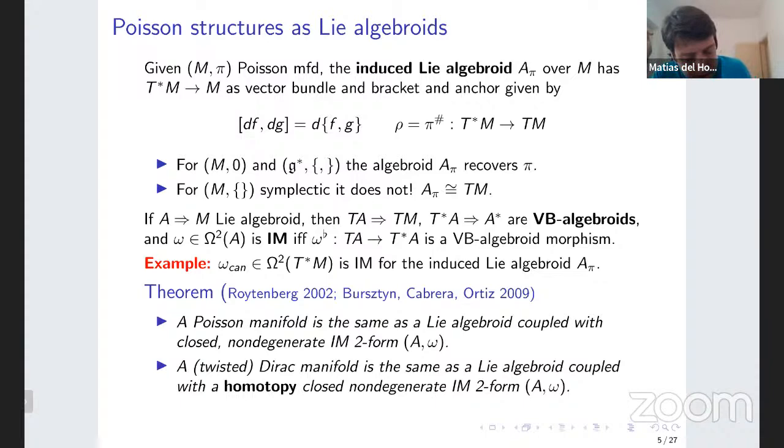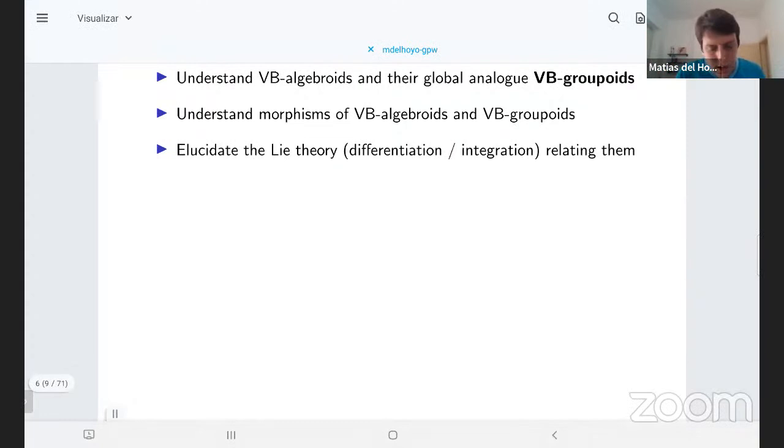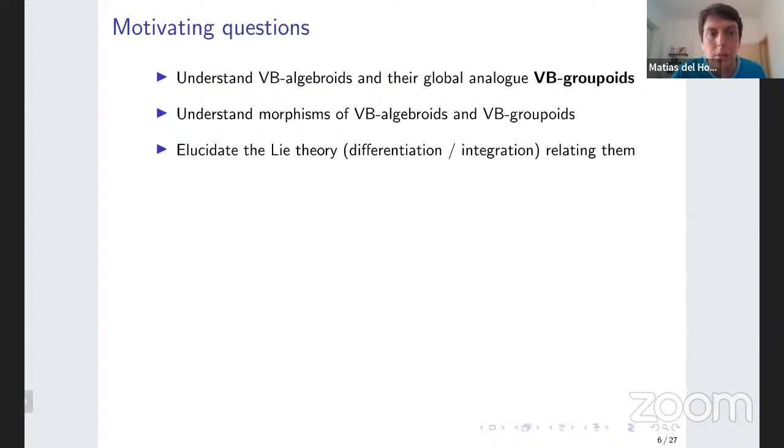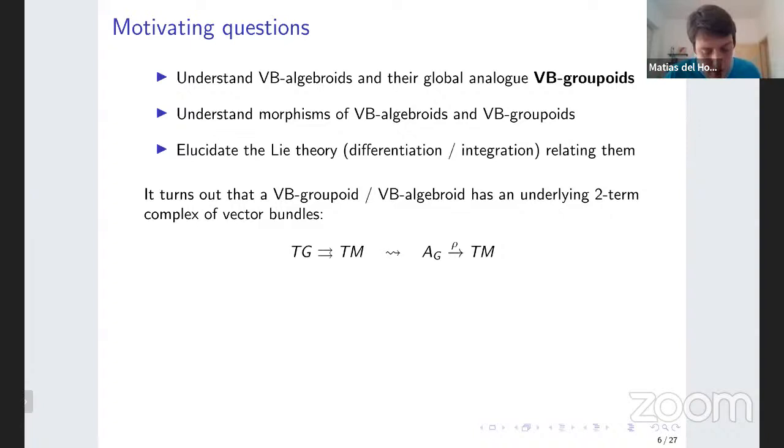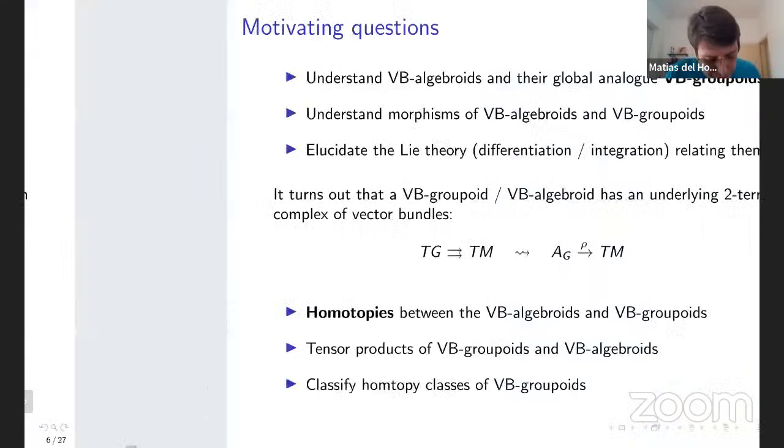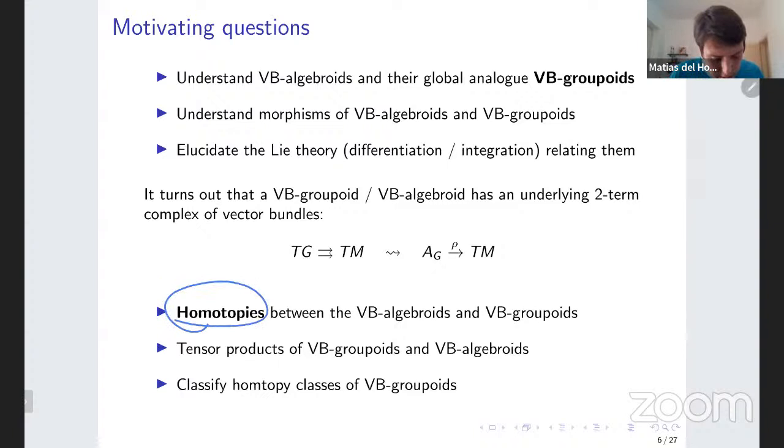So the first set of questions I have is, okay, try to understand these objects, VB algebroids, their global counterpart, VB groupoids, morphisms, and the Lie theory they interplay. And as I was saying, these VB groupoids and VB algebroids have an underlying two-term complex. In the case of the tangent of a Lie groupoid, it's just the Lie algebroid and the tangent plus the core anchor, the anchor map. So each of these objects has a complex, a very short complex, but a complex. So it makes sense to talk about homotopies. I will get into some details later, at least. And then something very interesting is, okay, talking about tensor products.